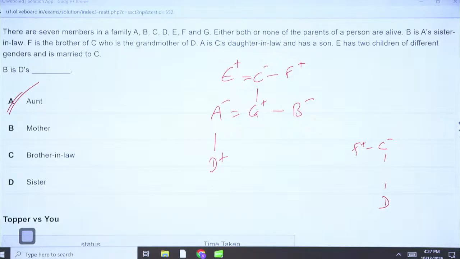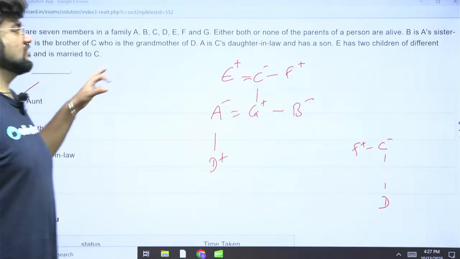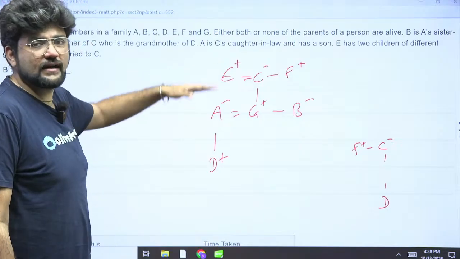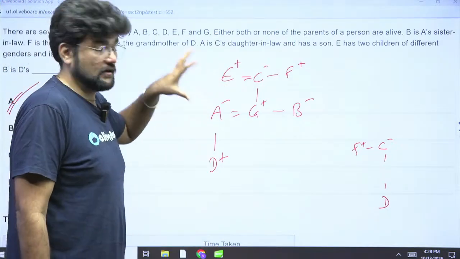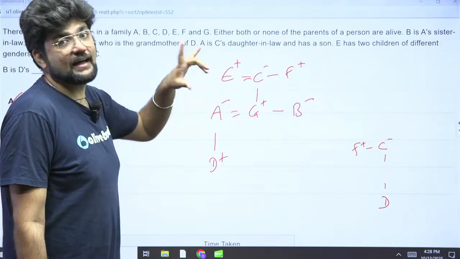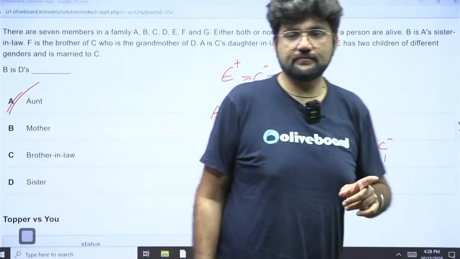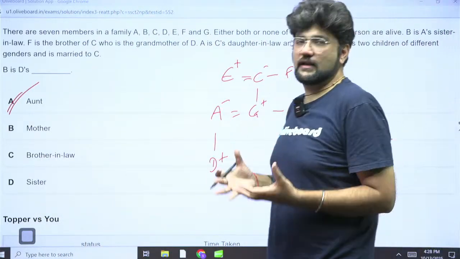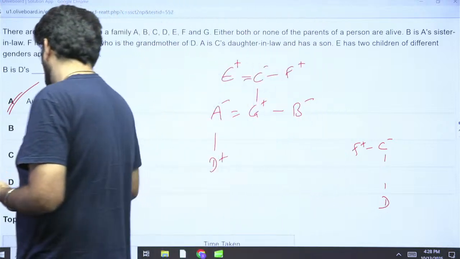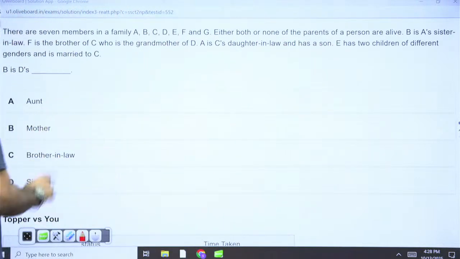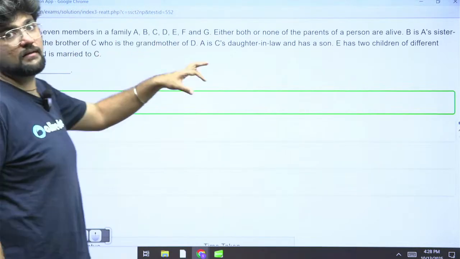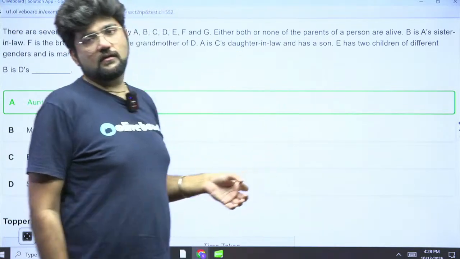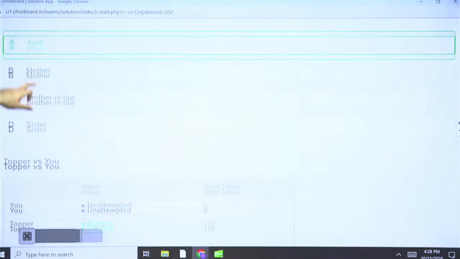But where they get you in this question is, either both or none of the parents of a person are alive. That makes no sense. Even if they're alive or not, they're still going to be there in the tree, unless and until specified otherwise. Just by mentioning someone in the tree, you're not making them dead or alive. So that is not going to make a difference unless they ask you to count the members. If they ask you to count the male members, they prefer living male members to be counted, right? Or they will specify that please count the dead members.